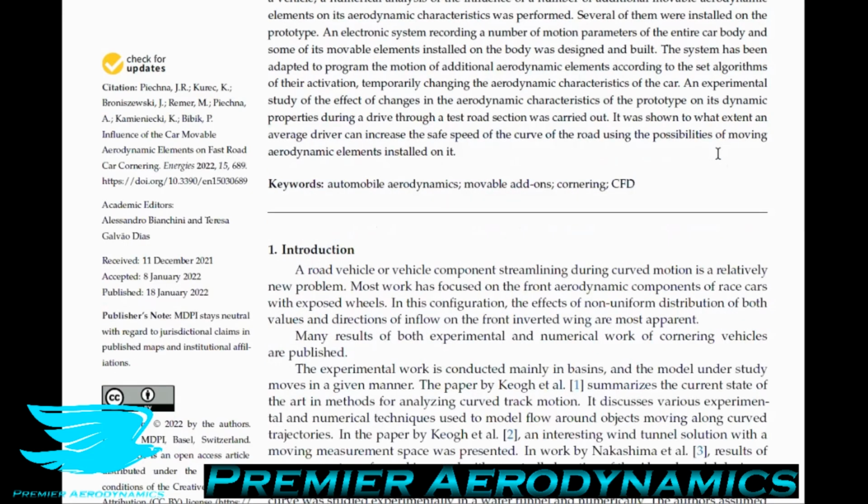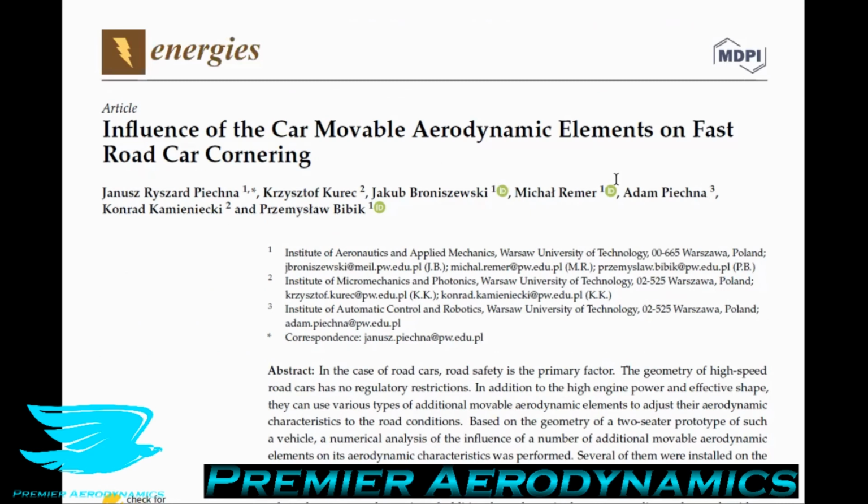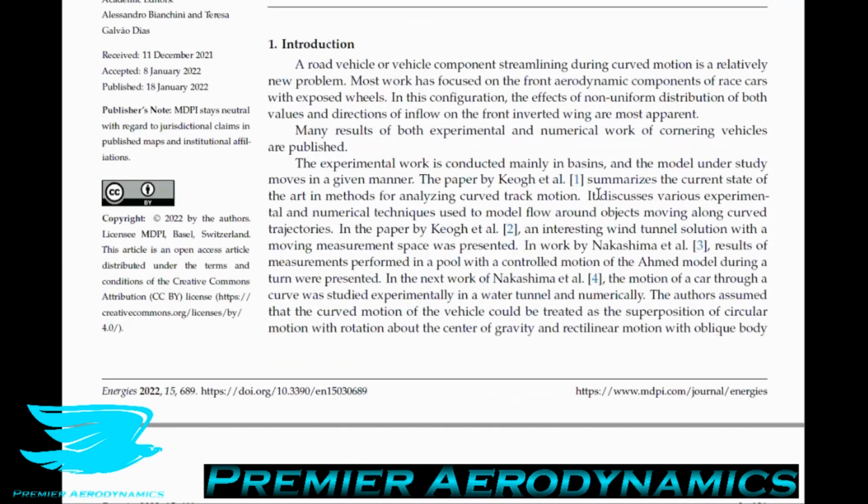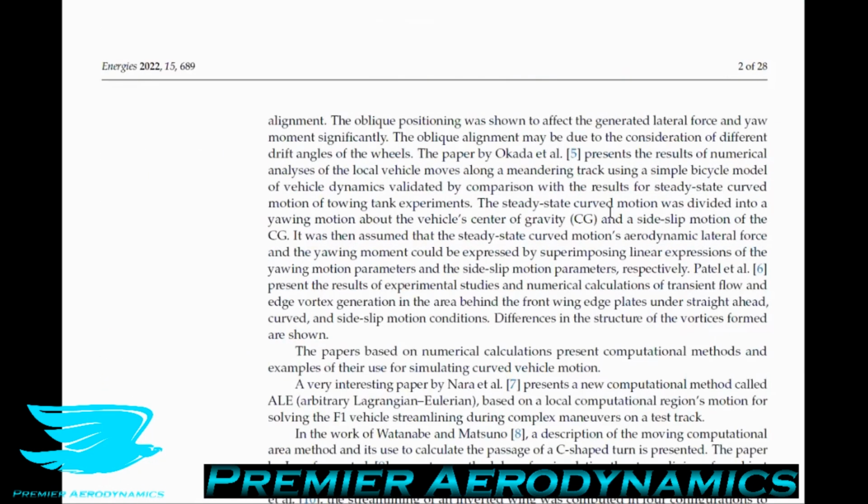So to look at this, we're going to look at a paper called Influence of the Car Movable Aerodynamic Elements of Fast Road Car Cornering. This is an open access paper which you can find in the link in the description. And let's get on with the podcast.